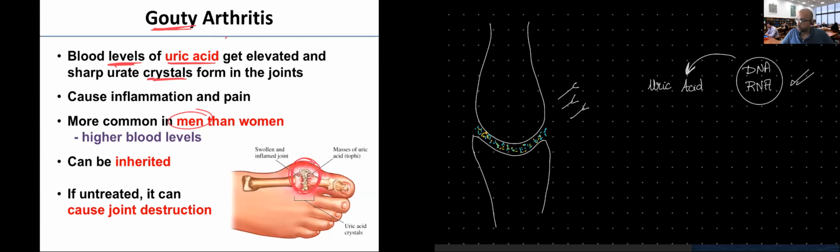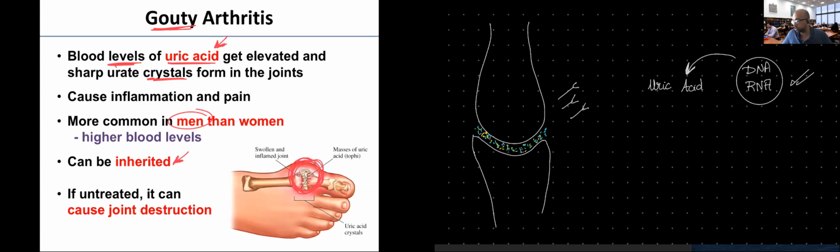Why do people have elevated uric acid levels in their blood? This is mainly an inherited disease. All right, so some people tend to have higher uric acid. They don't get rid of it as they should. So those high levels of uric acid in the blood are going to start to accumulate within the joint cavities, forming crystals, causing the irritation of the joint.